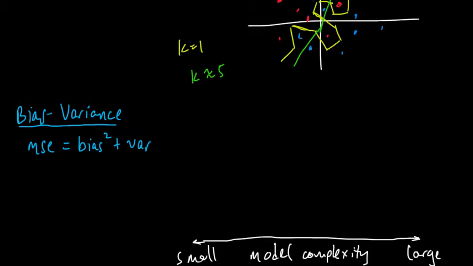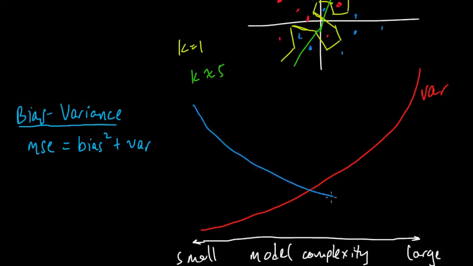But if model complexity is going along this axis, then if we draw the variance, when we have large model complexity, your variance is going to be large. So this is the variance. And when you have low model complexity, the variance is going to be small. And likewise, when you have large model complexity, you're going to have low bias. And when you have small model complexity, you're going to have high bias, or high bias squared. Let's get rid of this so this isn't confusing.